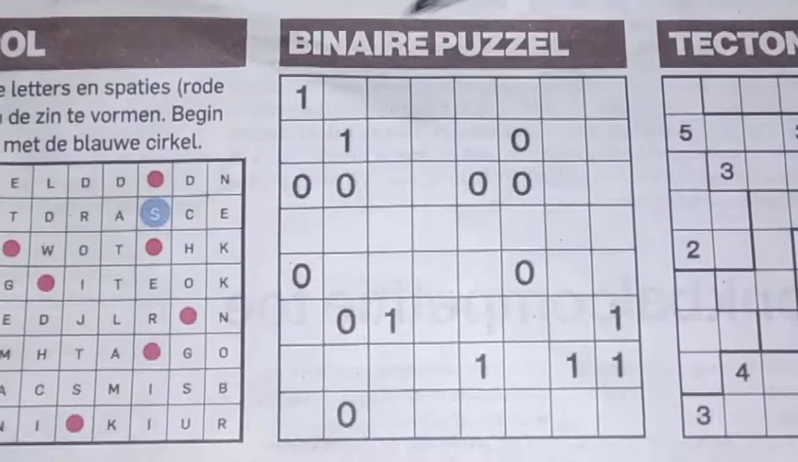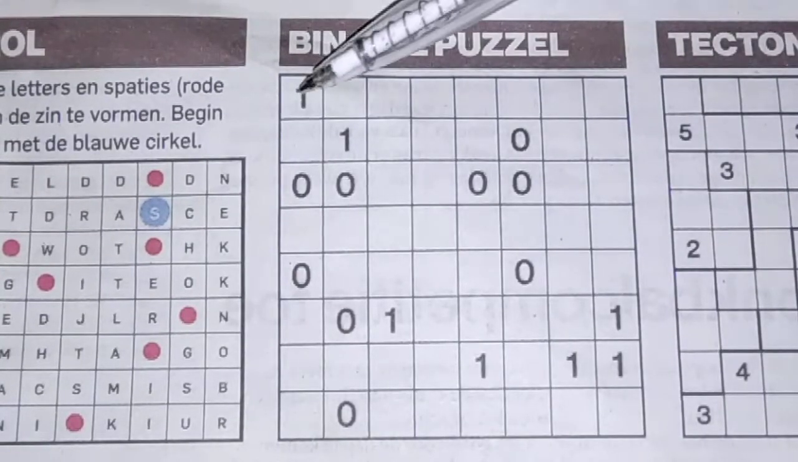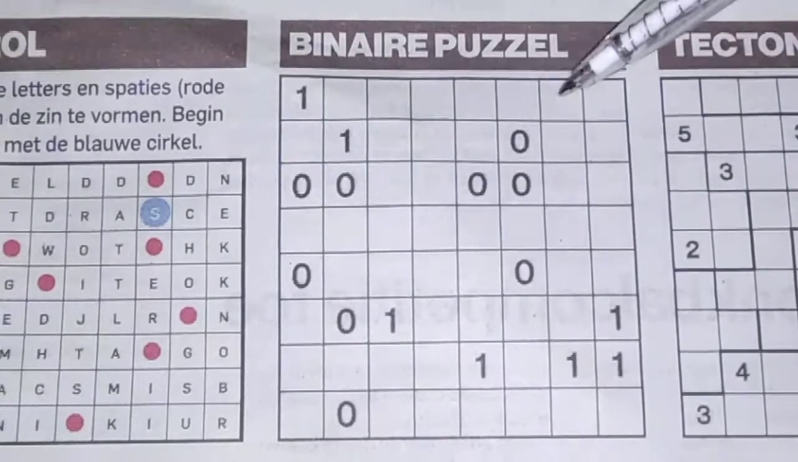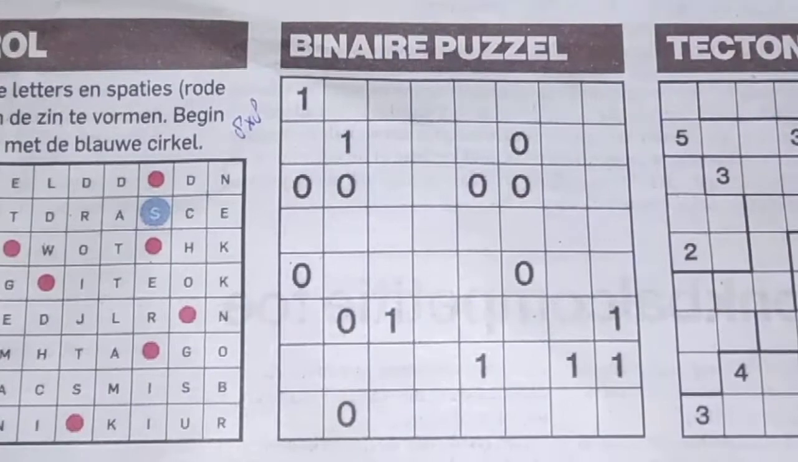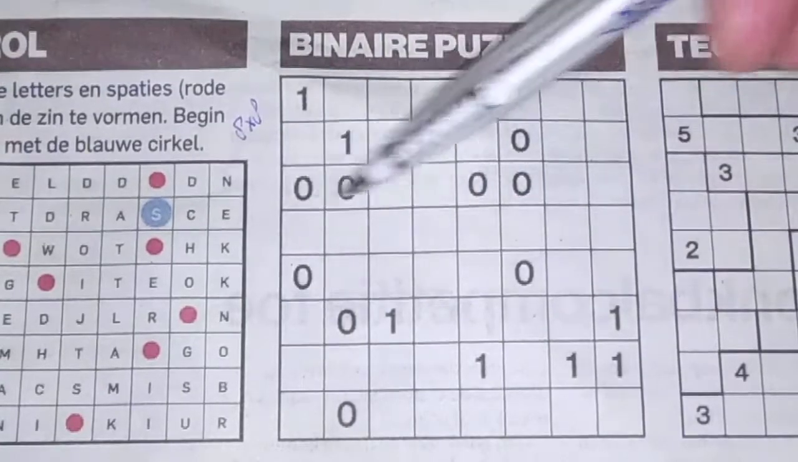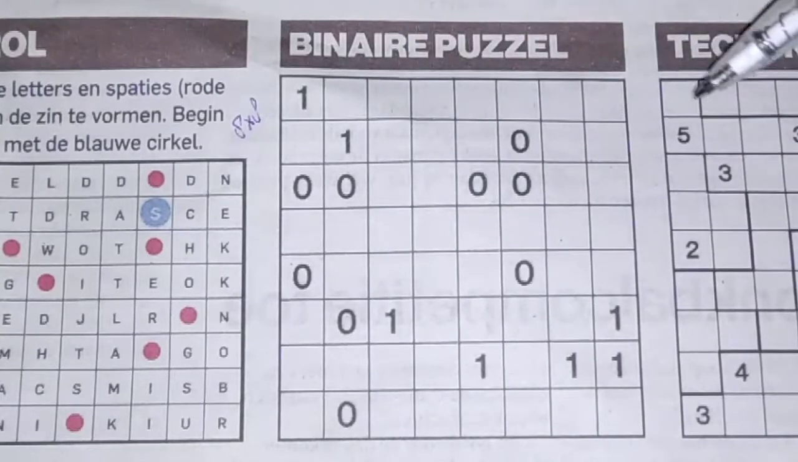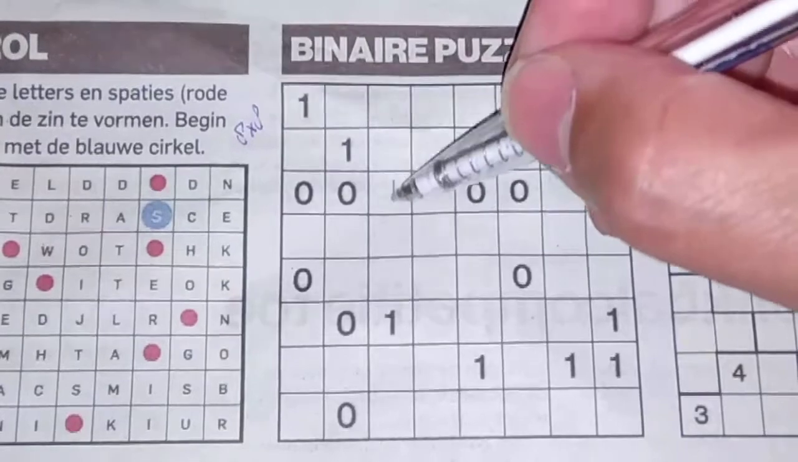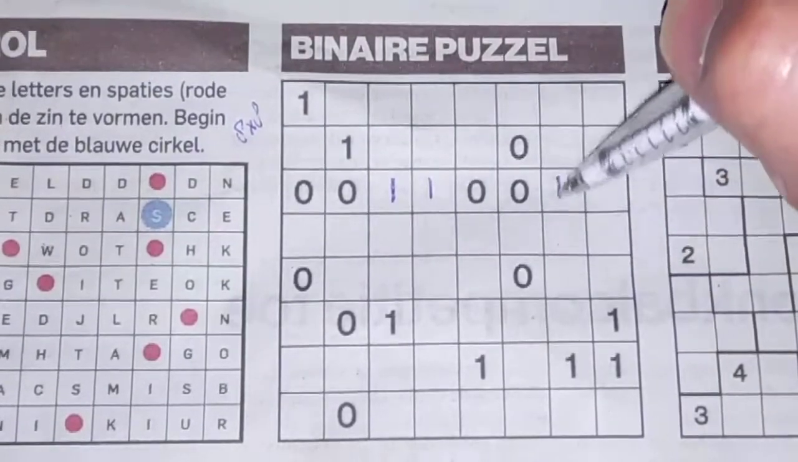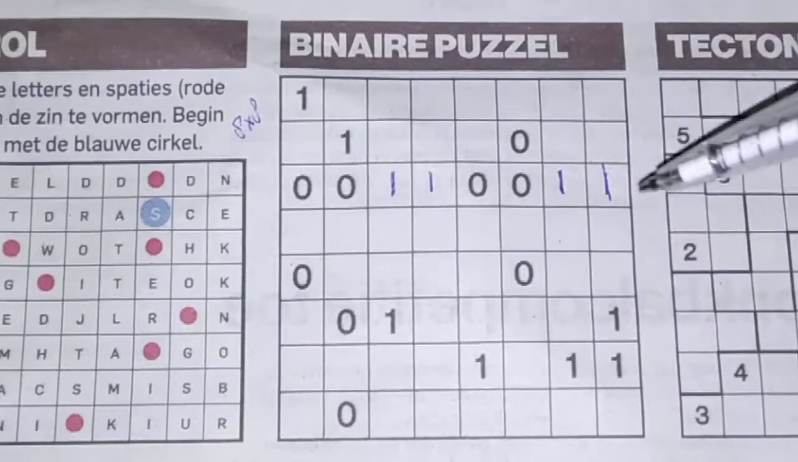And what kind of binary puzzle is this? Let me count. 1, 2, 3, 4, 5, 6, 7, 8. It's an 8 by 8 binary puzzle. That means in a row or in a column, there are always four 0s and four 1s. So let's get started.